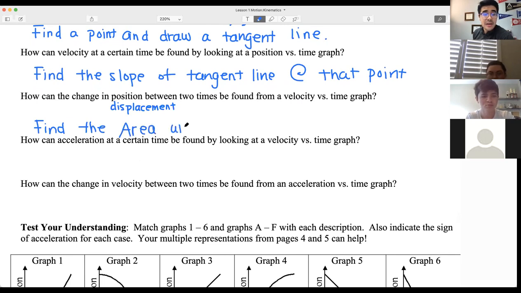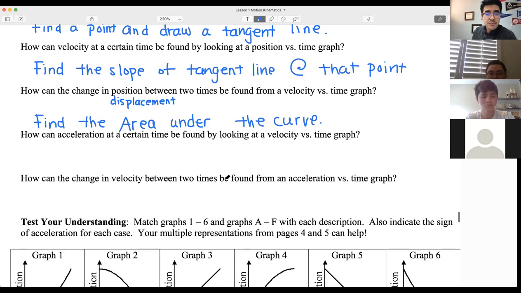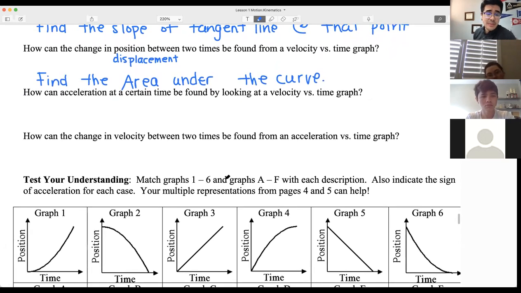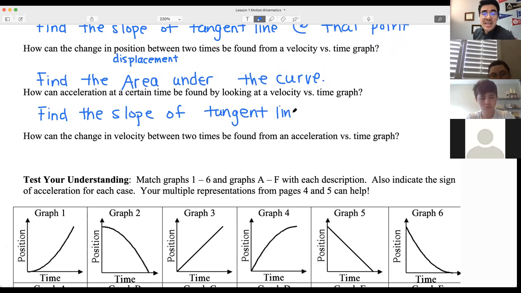Find the area under the curve. So to find the position or displacement, we want to find the area under the curve of the velocity graph. How could you find the acceleration by looking at the velocity versus time graph? It would also be the slope, the slope of the tangent line again. And same thing for the last one: how do you find the change in velocity? It's to find the area under the curve.